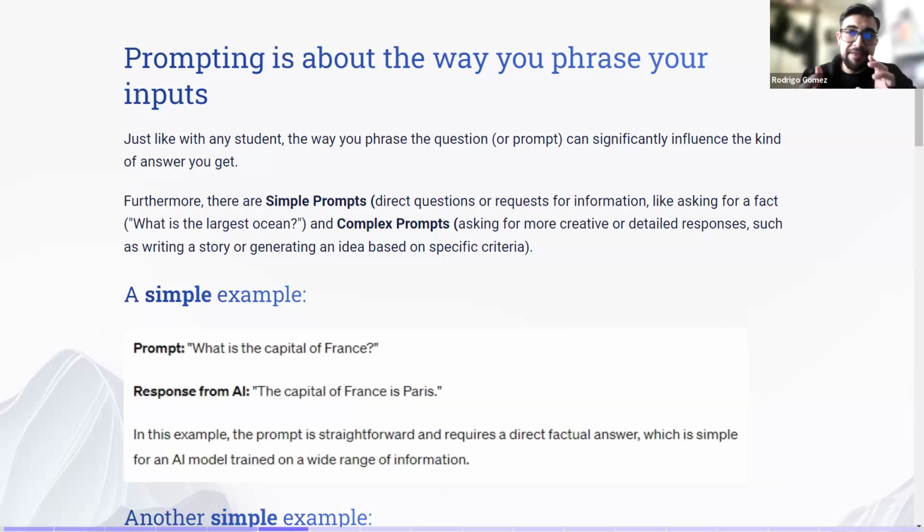And it's an understanding then that you can have AI do certain things for you once you've primed it, once you've prepared it to do that. So just like with any student, the way that you phrase a question or your prompt or your essay assignment, right? It will generate different results. It'll influence the kind of answer that you get from the student.